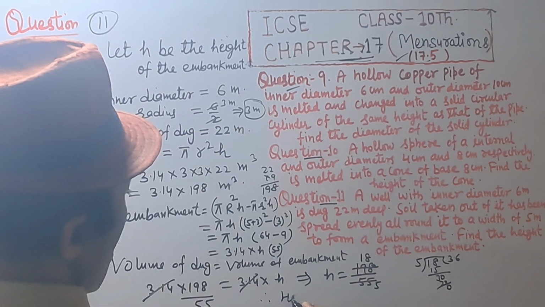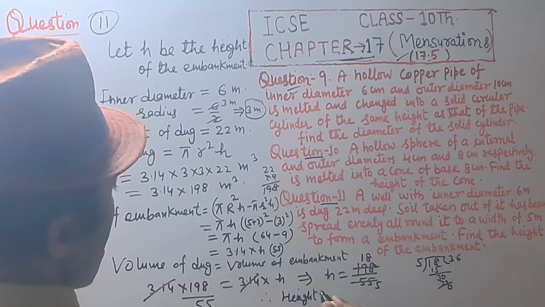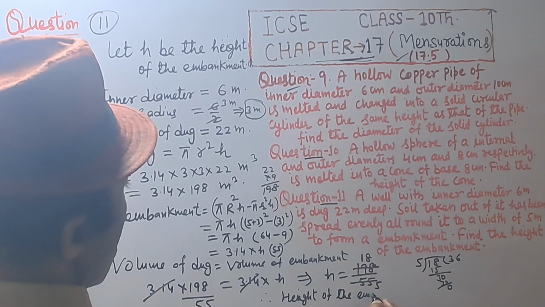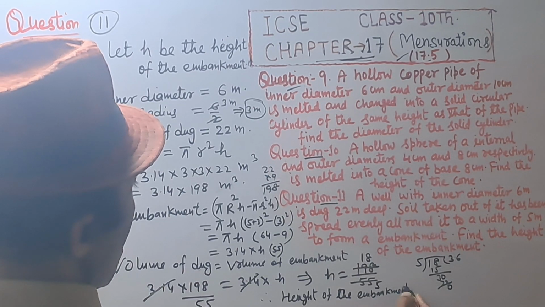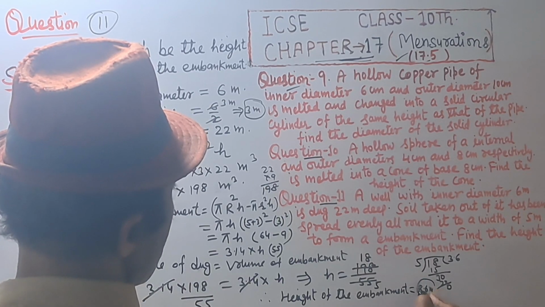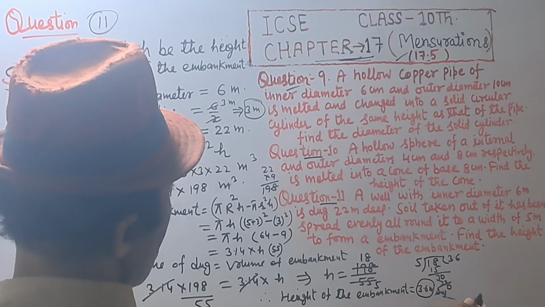So the height of the embankment equal to 3.6 meter. Answer.